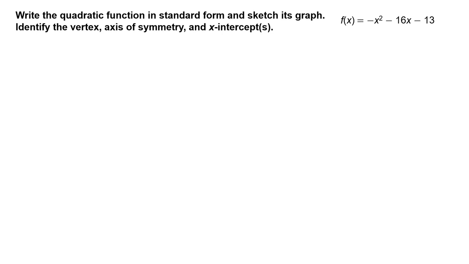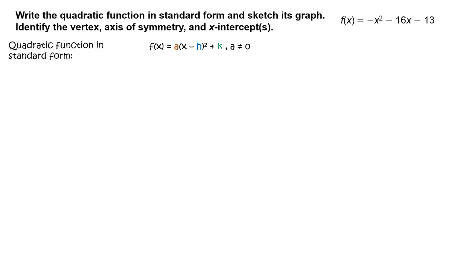Write the quadratic function in standard form and sketch its graph. Identify the vertex, axis of symmetry, and x-intercept or intercepts. f(x) = -x² - 16x - 13.